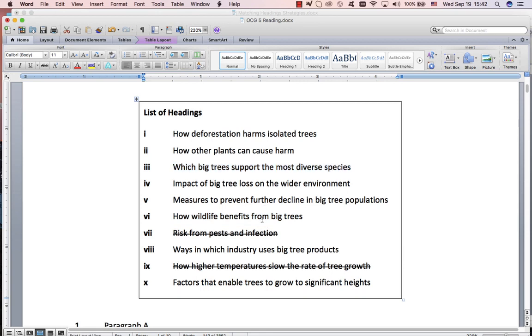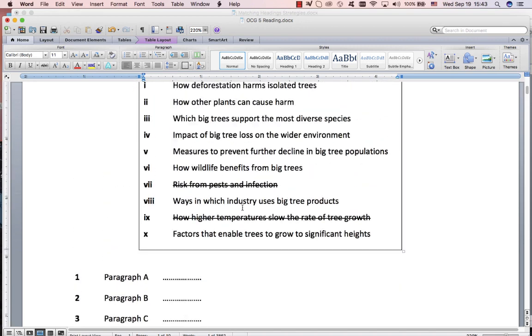So now you need to examine those in a bit more detail. We're close enough. Now you can focus on this. Are we really looking at how the wildlife benefits from the trees? That means how does the tree help the wildlife, or which trees support the most diverse species? Didn't see that. I didn't see which trees. They didn't say the names of trees.